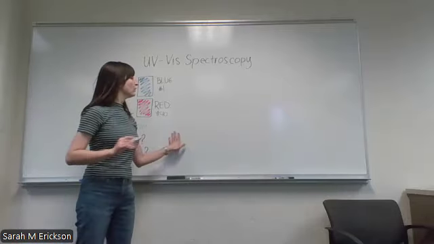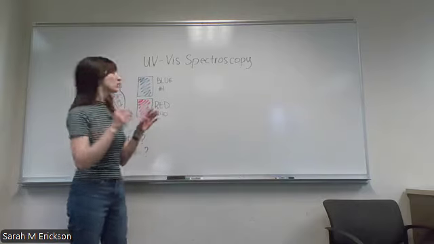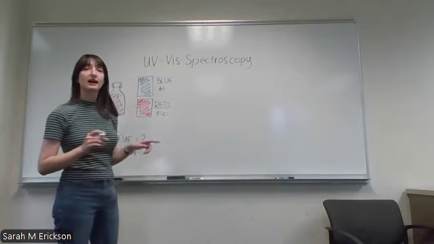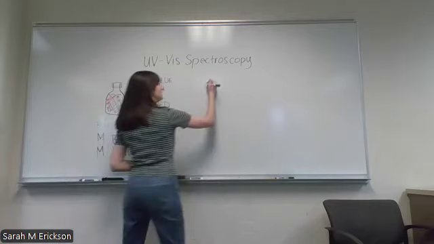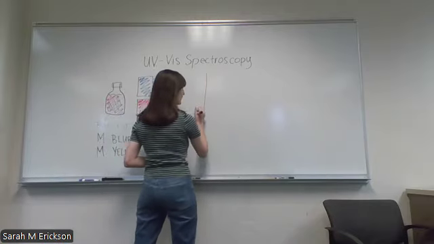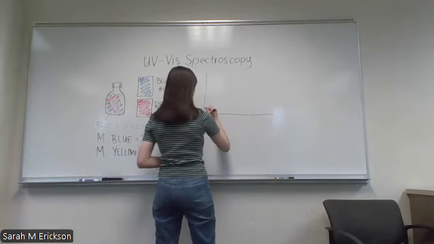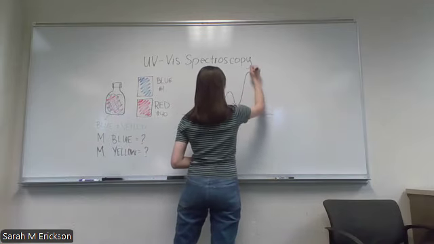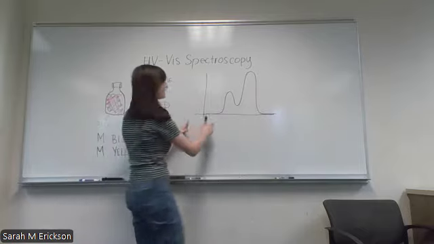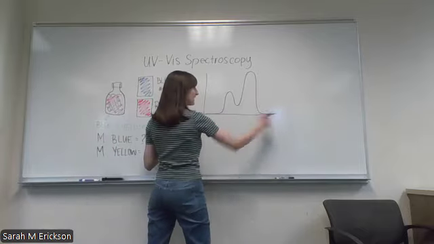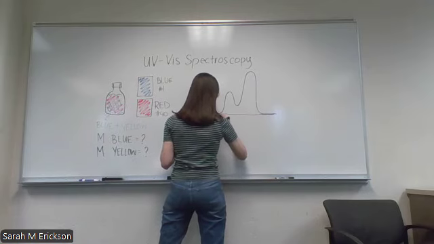And so when you put your drink or one of these dyes into your instrument, your spectrometer, you are going to get out a graph that looks something like this. Okay. And what this is telling you, what's on these axes, on the x-axis here, we're going to have wavelength.